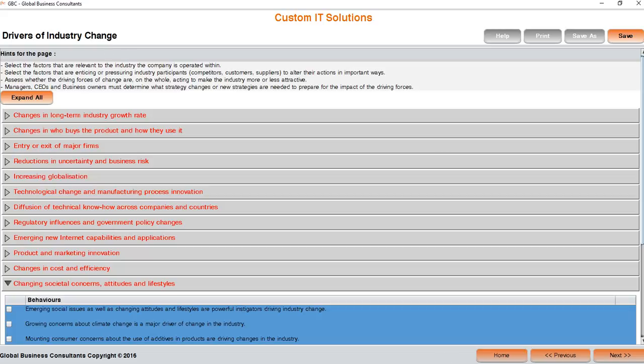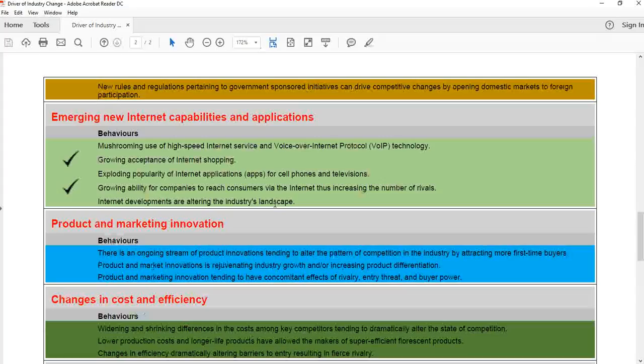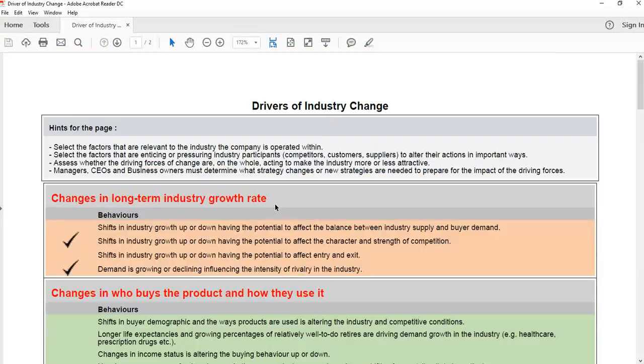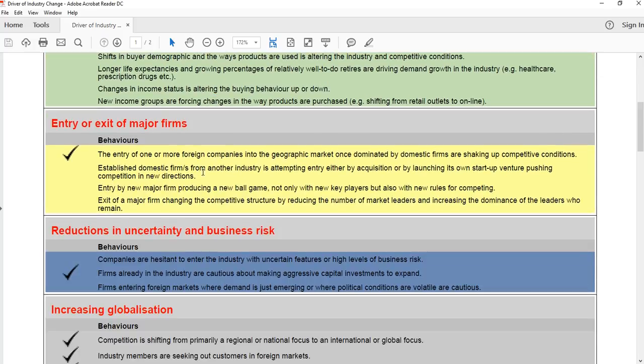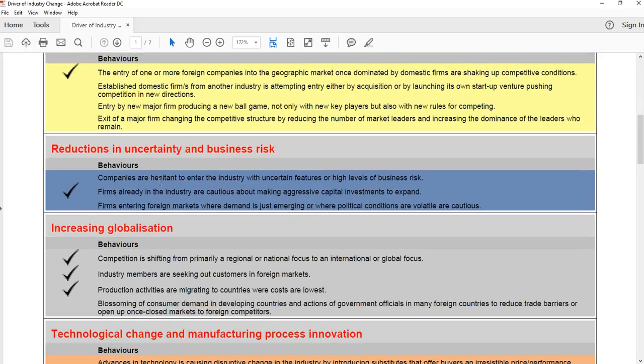I've also printed out the PDF version of my analysis, and this will help me further analyze what's causing my industry to change, or the drivers that are changing our industry. As you'll notice, long-term strategy, shifts in growth up or down, potential to affect customer strength in competition. This is bad for us. Again, demand is growing and rivalry is increasing. Bad for us again. The entry of one or more foreign companies is bad for us, and also positive because we can also enter other markets.